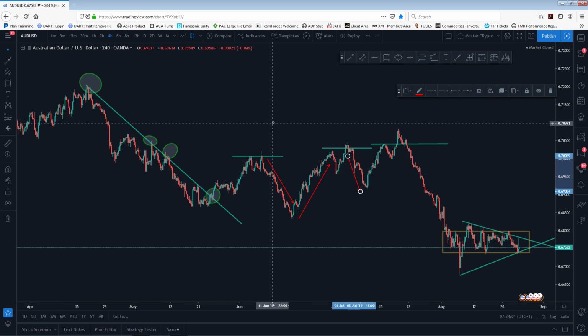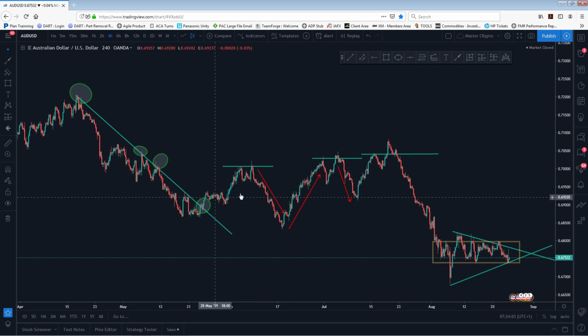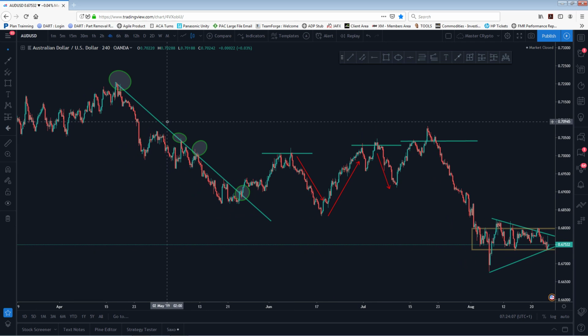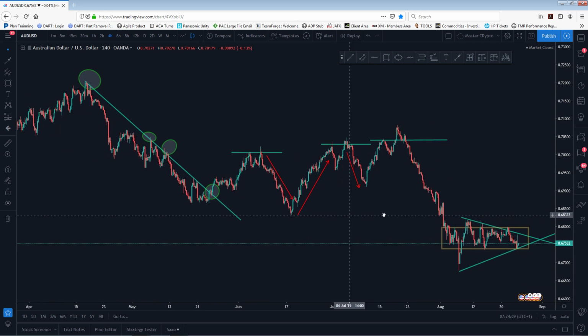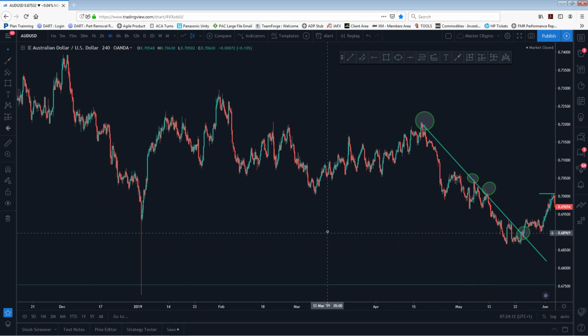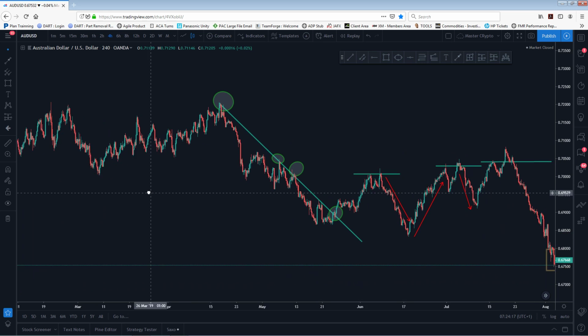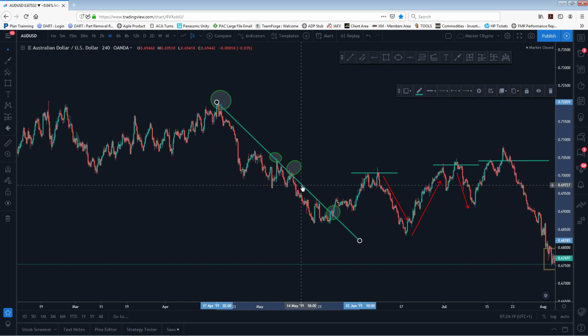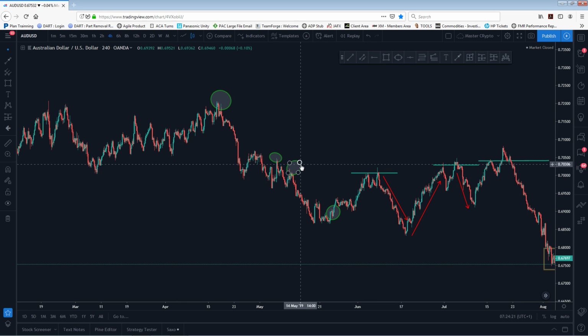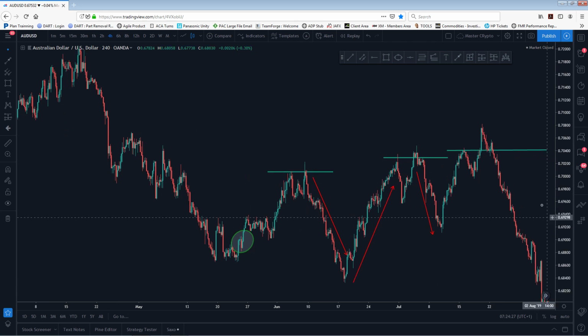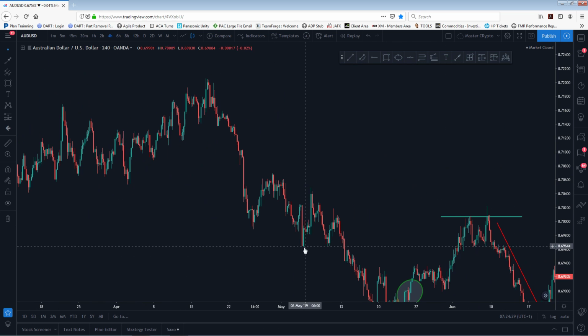I want you to get used to drawing double tops and a simple trend line on your chart, and start practicing even a channel. This could be an example where we use a channel. So let me just delete this. I want you to get used to using all these tools because it's going to help you.